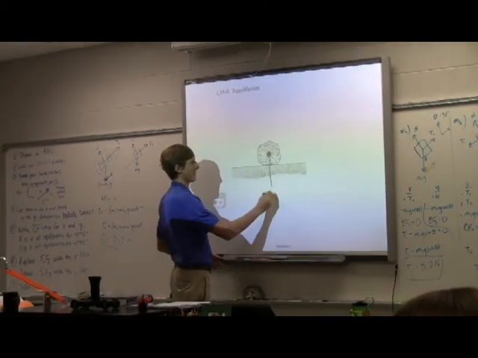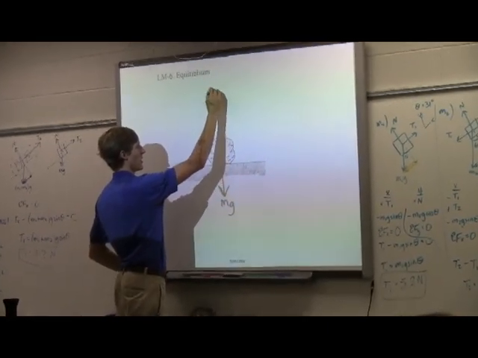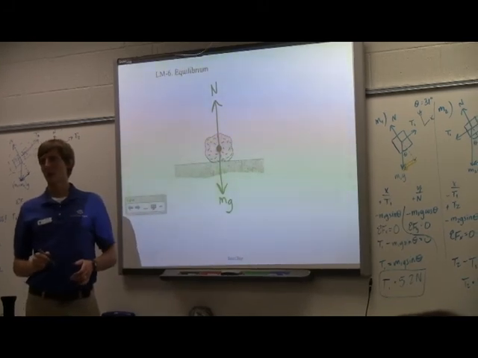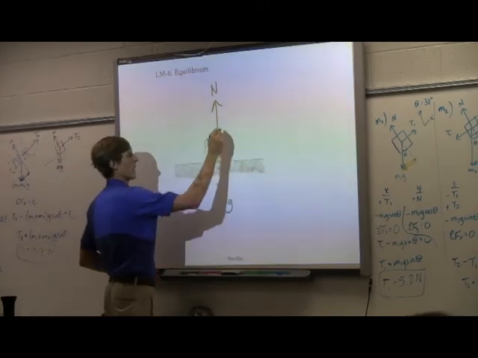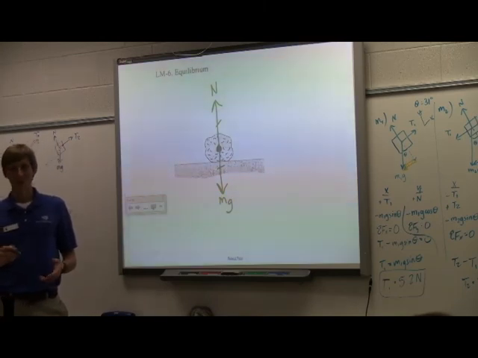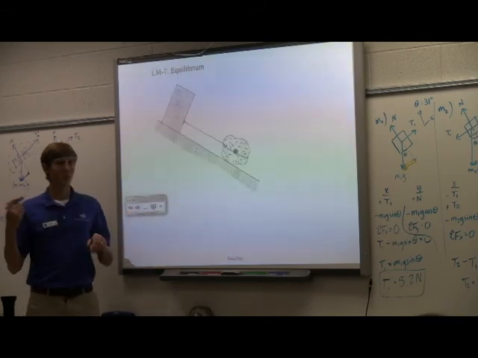Yep. And the normal force going up. You can use lowercase n or capital N, whatever. How do the magnitudes of these two vectors compare? Yep. How do you know? Another way of saying that is the net force is 0. I like how you said it though.